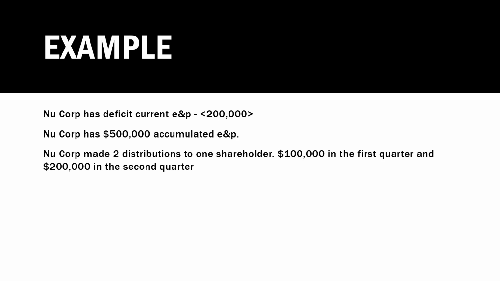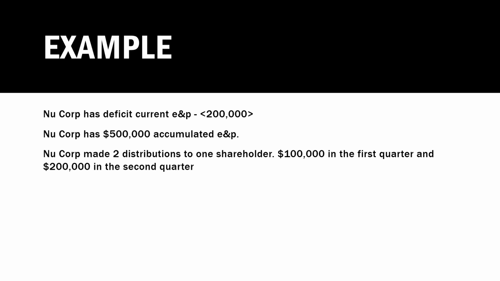Before moving on to the second distribution, you repeat the first step. So step 1 was to reduce accumulated earnings and profits by the amount of current earnings and profits deficit incurred. And we already established that the amount of current earnings and profits deficit incurred was 50,000. So now we're left with accumulated earnings and profits of 350,000. So that's 350,000 minus 50,000. So the accumulated earnings and profits will now be 300,000.